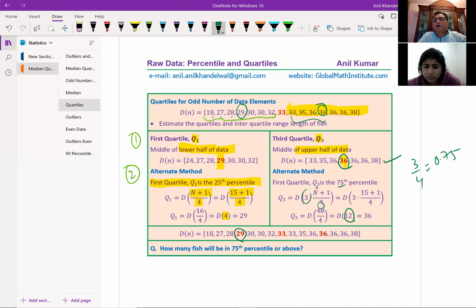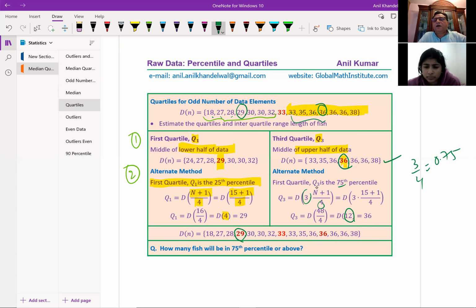Now we'll talk about interquartile range and the outliers. We have already found what is Q1, what is Q2, and Q3. Q2 is also called the median. Q1 is the first quartile. Q3 is the third quartile. Range definitely means in between, so interquartile range is the numbers in between Q3 and Q1. Values calculated were 36 and 29, and 36 minus 29 is 7. Therefore, the interquartile range is 7. That's the formula.